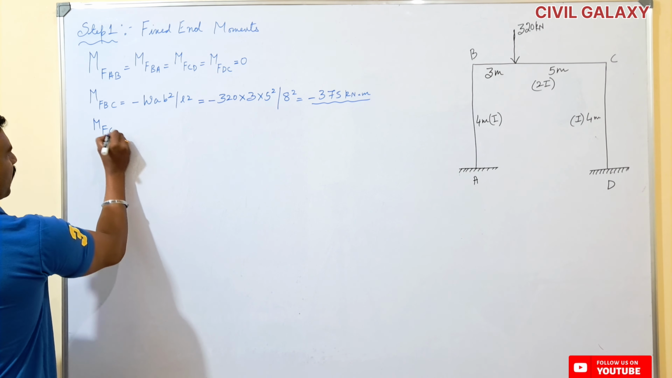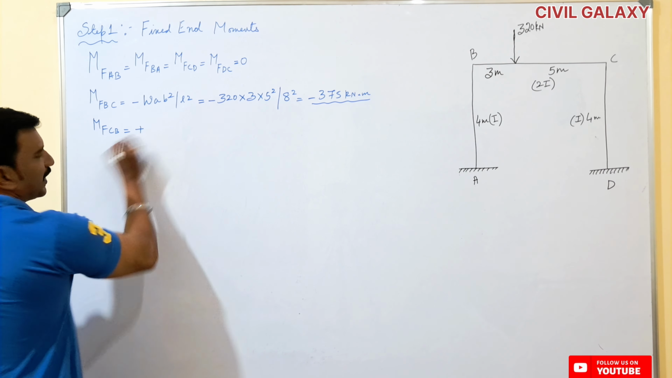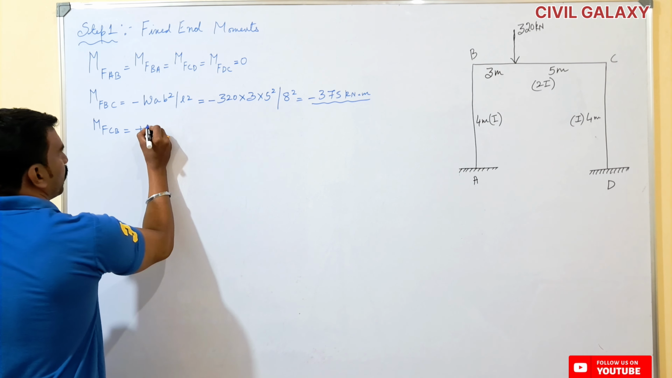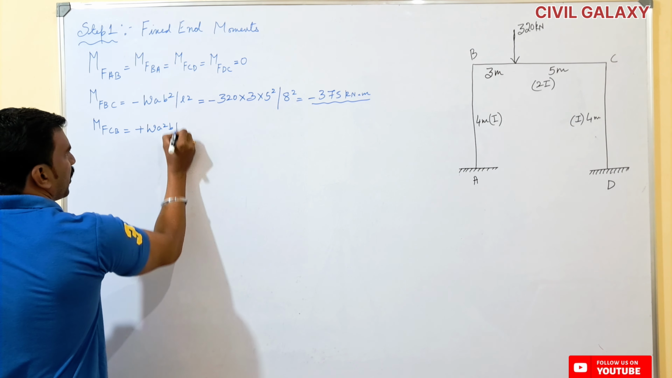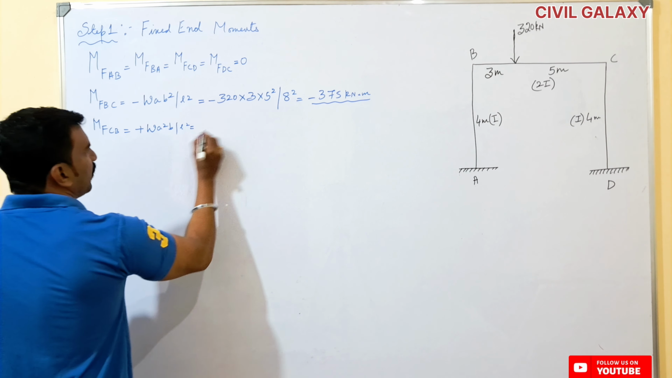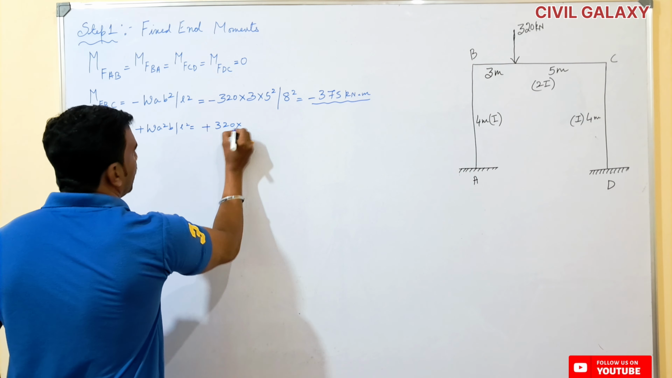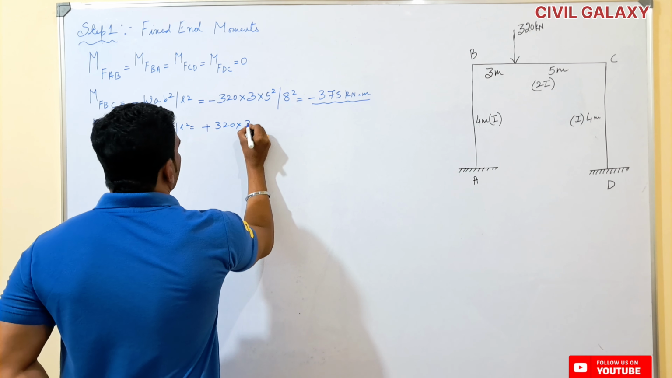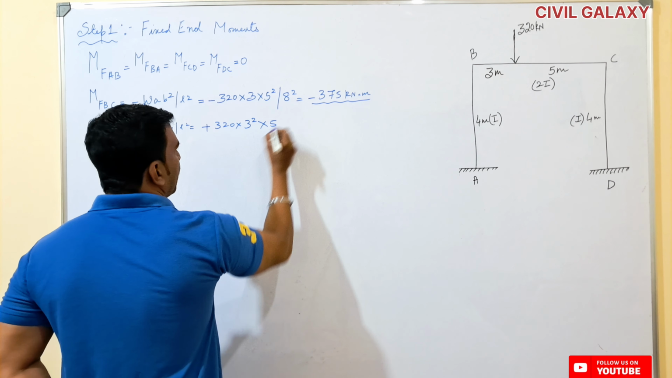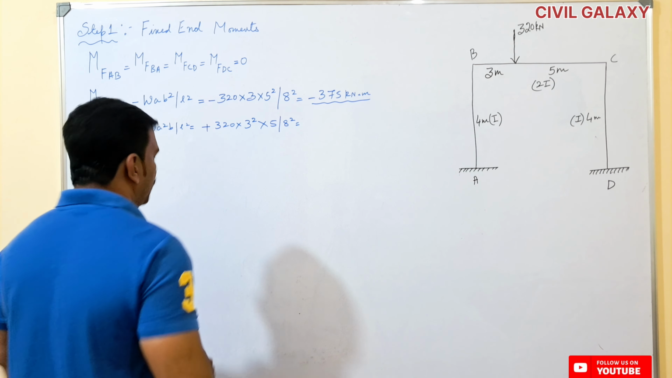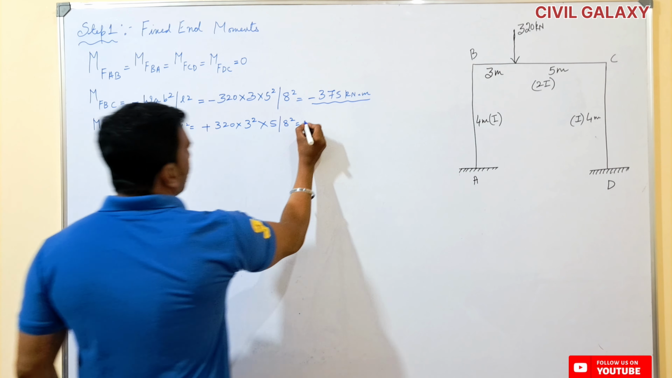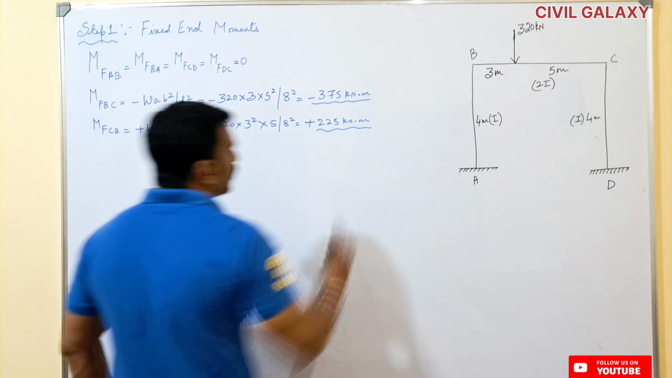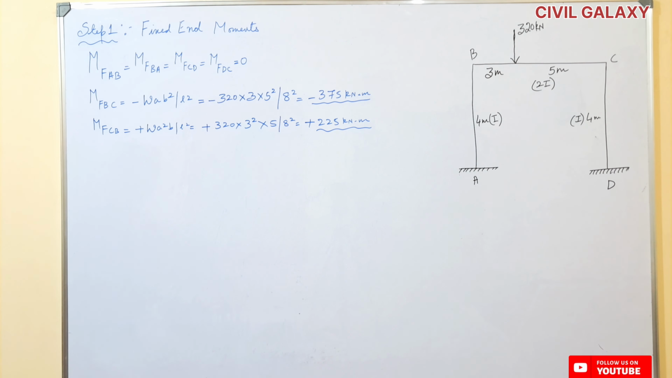Similarly, fixed end moment from C to B will be equal to plus, because we are coming from right to left now, the sign convention will be positive: plus W a squared b upon L squared. So this will be equal to plus 320 into a, the distance from point B, which is 3 squared, into b, which is 5, upon 8 squared. This gives a value of plus 225 kilonewton meters. So this is the value for fixed end moments.